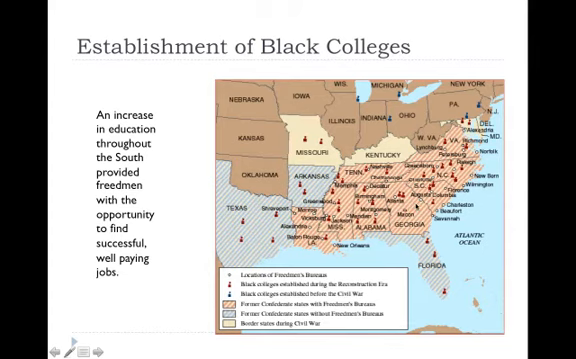Reconstruction era. There were a couple that were established before the Civil War. Those were here in the northern states like Michigan, Ohio, Illinois, and Pennsylvania. If you look in North Carolina, there's quite a few, and there's even one right here in Raleigh.